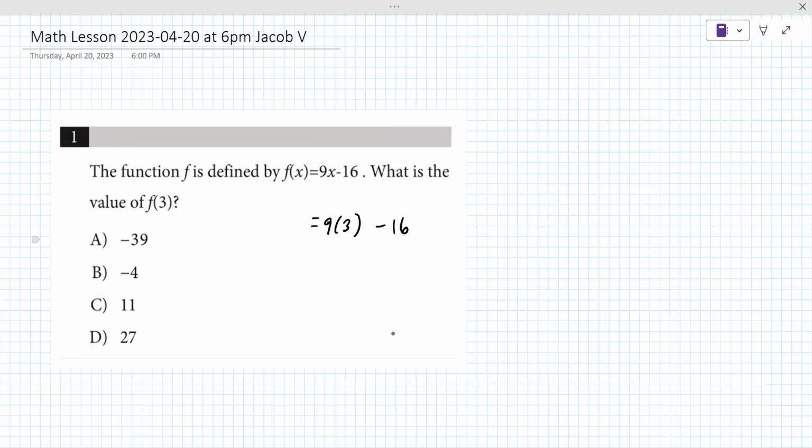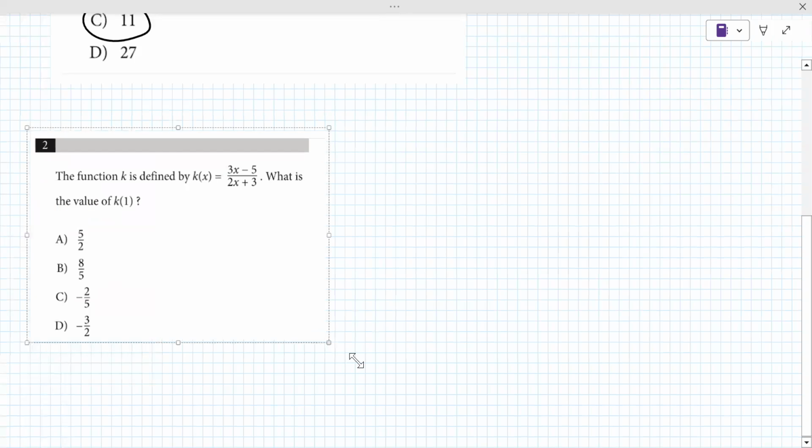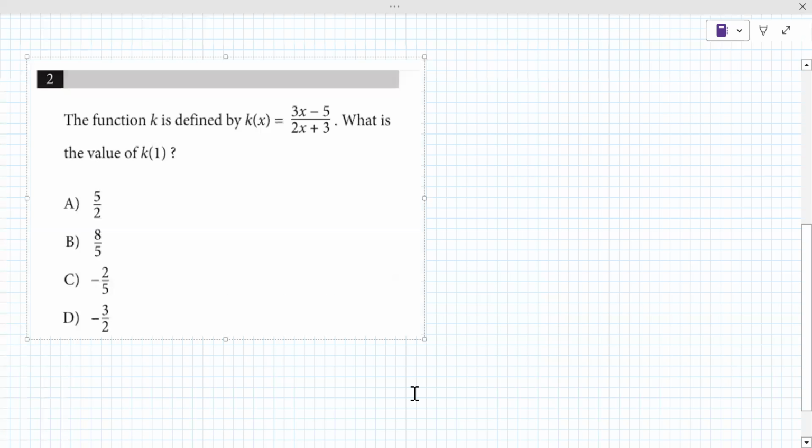11. Yes. All right, so it's easy to get the wrong answer, even though you don't have to show any work here. Let's try another one. All right, so here we go. Take a look at this. C, -2/5.